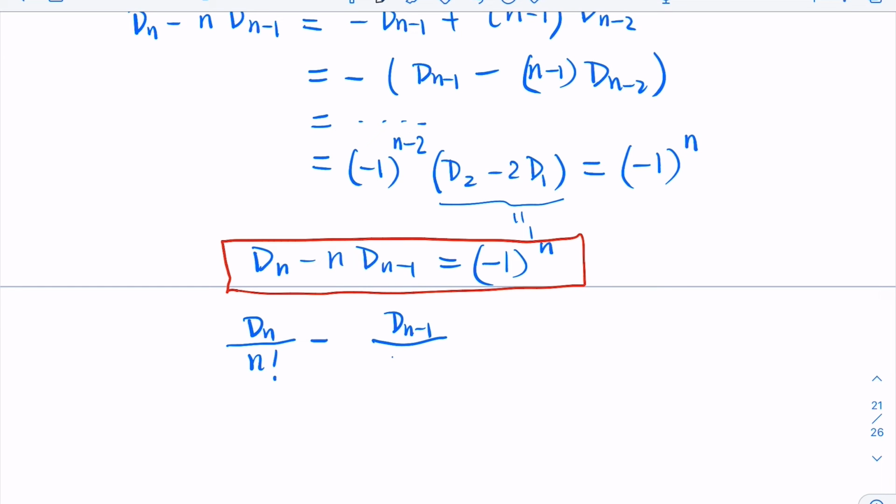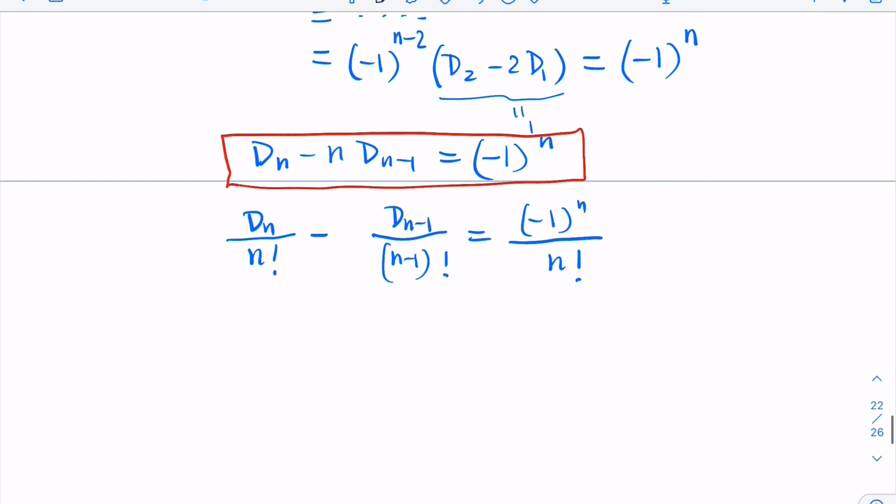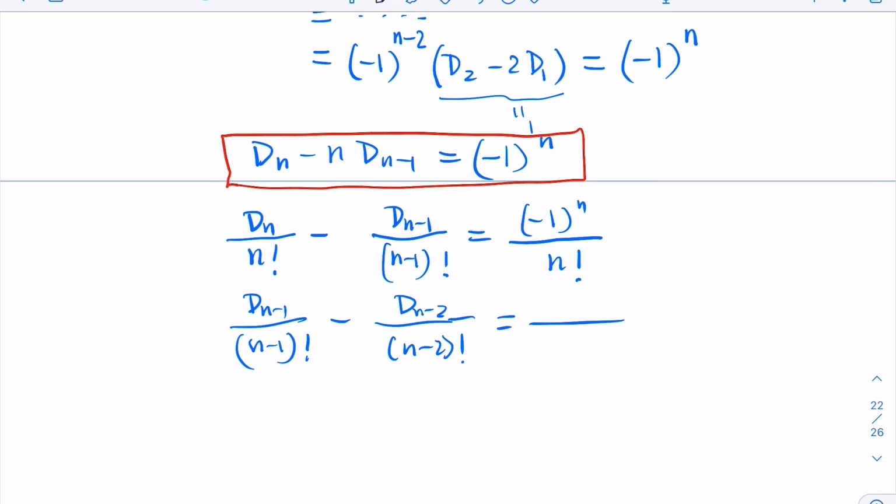So it's going to be n minus 1 equal negative 1 to the m and n factorial. Now that's telescoping coming. So you're going to rewrite this equation here, right? For n and n minus 1 here. You're going to have n minus 1 factorial minus, that's going to be n minus 2, yeah, telescoping. And that's going to be negative 1 to the n minus 1 and n minus 1 factorial.